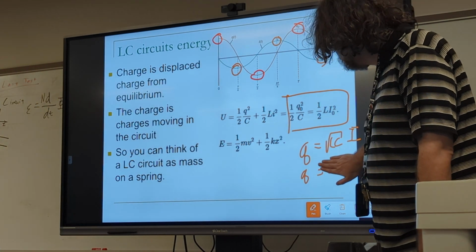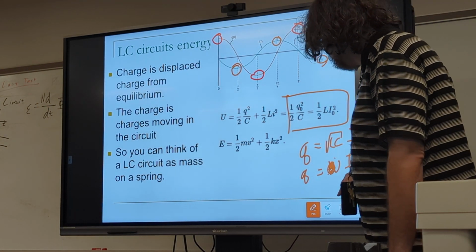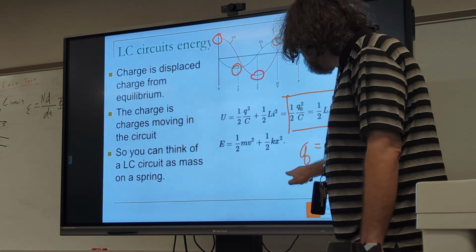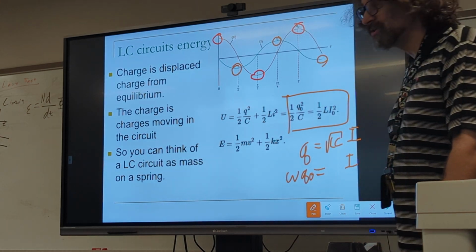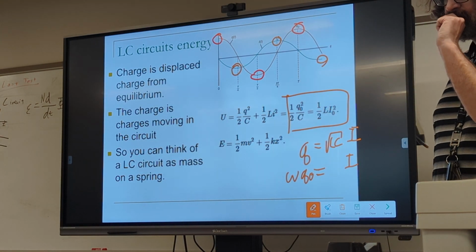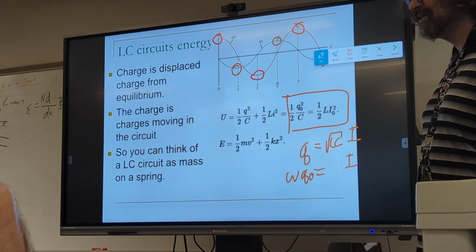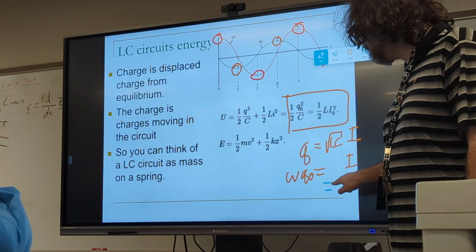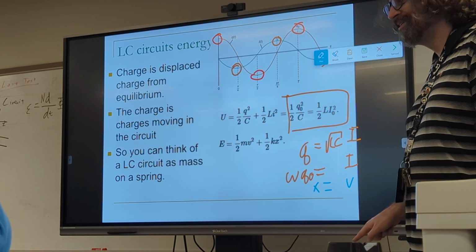Actually, I messed up. Wait, is that right? It's the square root of 1 over LC, hold on, that's omega. So I can rewrite this as omega times Q on this, so I equals what? What's I again? The velocity. What's Q again? X. Well, in our metaphor, yes.